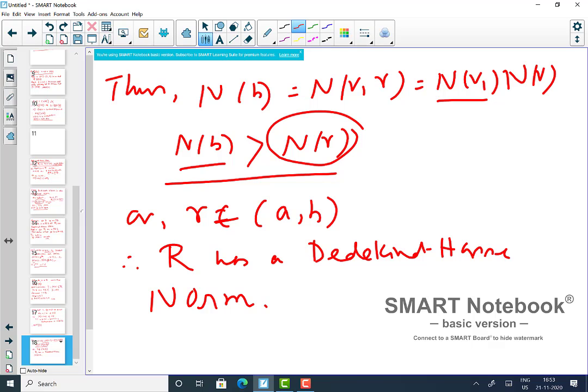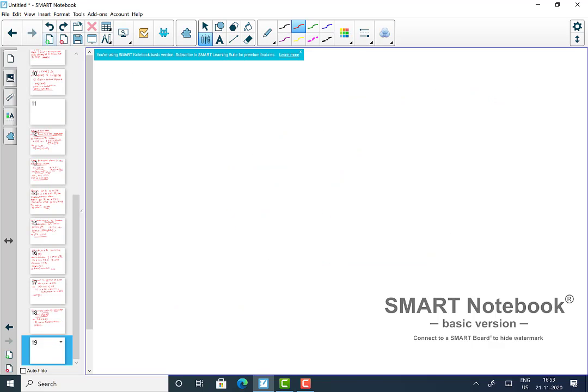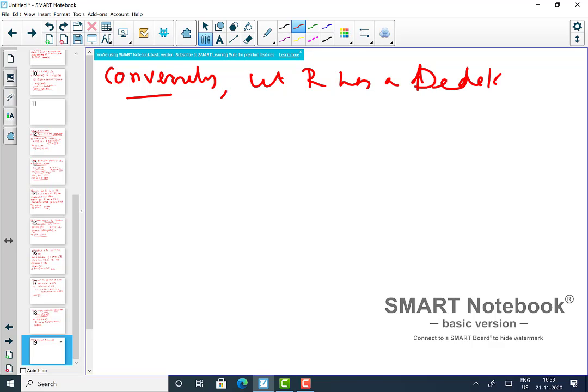Okay, now the converse part you need to prove. The converse part is easier. So what do you need to prove? Suppose R has a Dedekind-Hasse norm, then R is a PID. Now conversely, let R have a Dedekind-Hasse norm. So if R has a Dedekind-Hasse norm, then we need to prove that R is a PID.